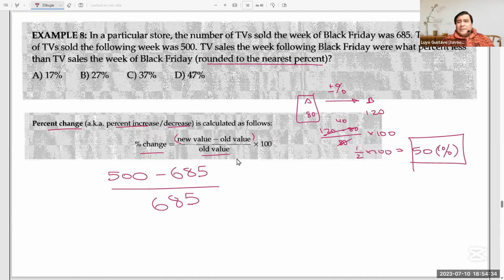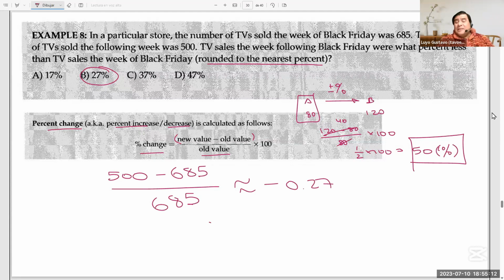This, as a percent, gives you something close to negative 0.27, right? Negative means it's a percent decrease. So this is the correct one. Always base this difference between two quantities on the original or the older quantity. Now before we run out of time, I want to consider something.